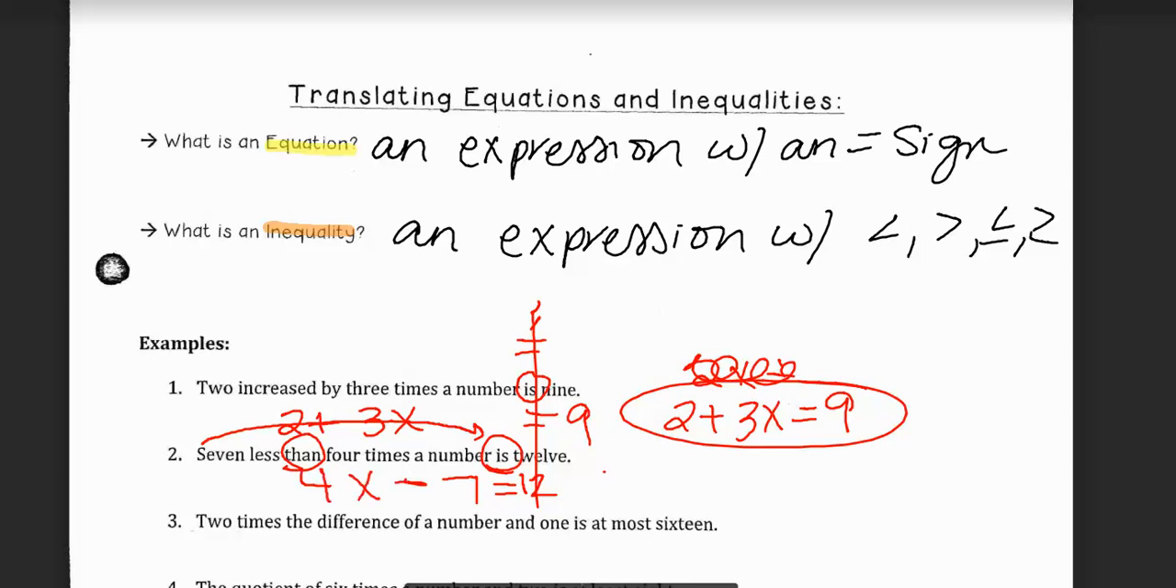If I do number 3, it says 2 times the difference of a number and 1 is at most 16. So that's less than or equal to 16. And again, I'm treating it like a wall. 2 times the difference of a number and 1. I saw the word difference, I knew it meant subtract. But notice, this is 2 times a number minus 1. I want 2 times the difference, so I have to use parentheses.